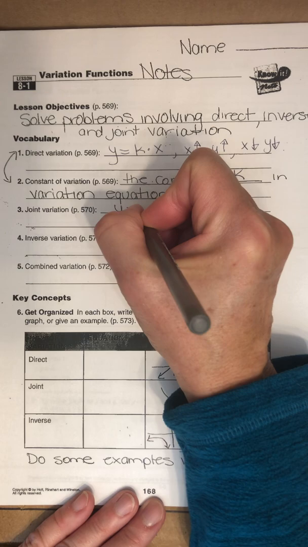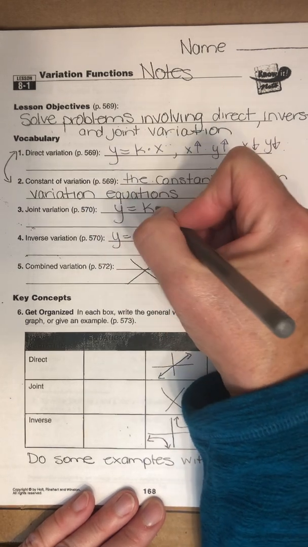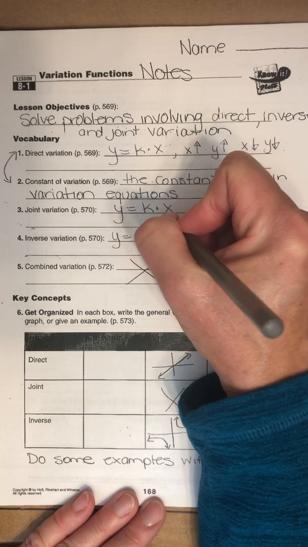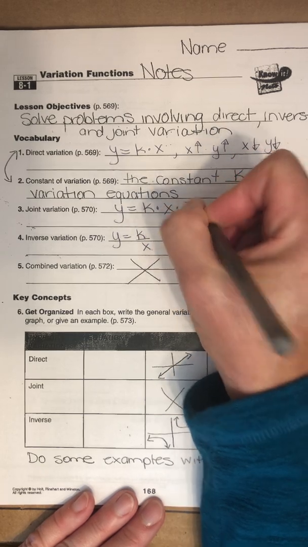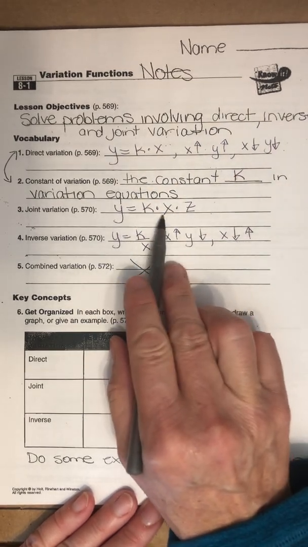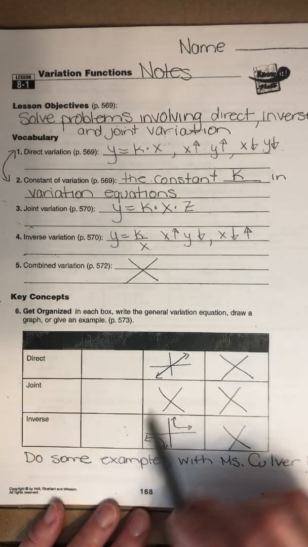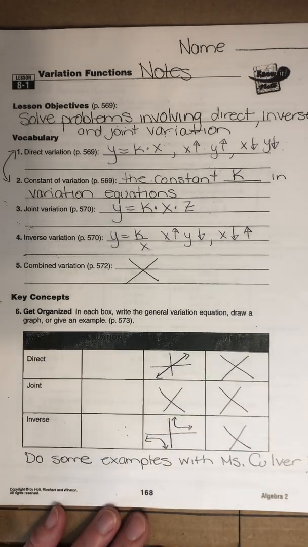So now we can look at joint variation. That would just simply be when you have y equals k, your constant of variation, times x times z. In other words, y is related to more than one variable, and whether it's direct or inverse depends on the variable.